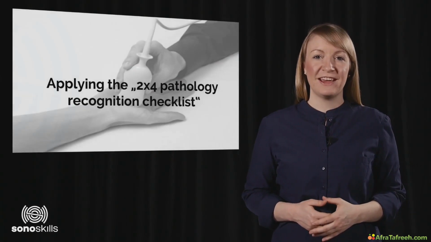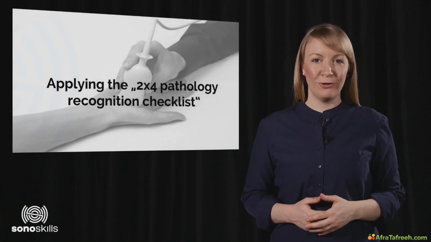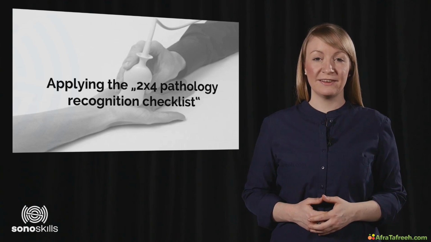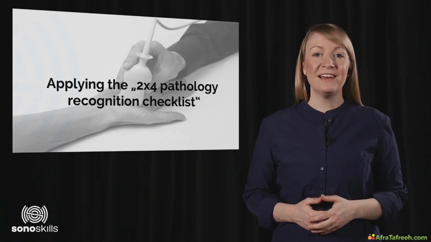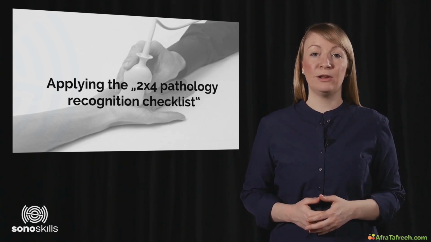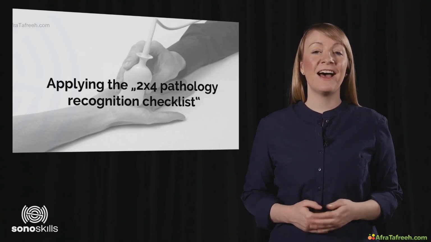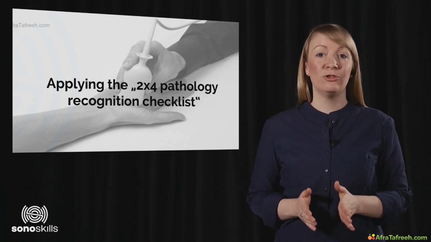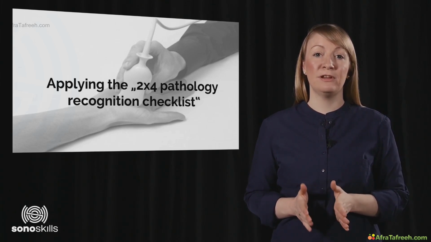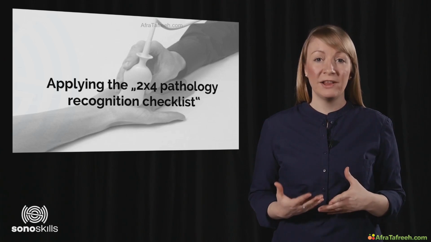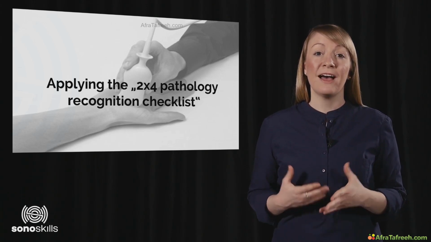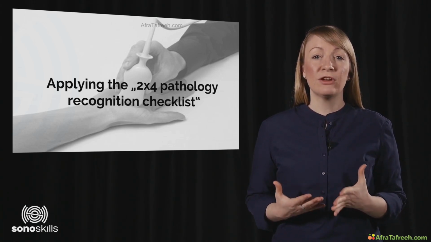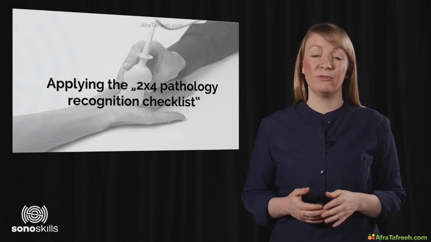The goal of this presentation is to explain the 2x4 pathology recognition checklist, which should be used in daily musculoskeletal ultrasound clinical practice to recognise and interpret pathology. Using this checklist will ensure that you read and double-check pathology in a critical and qualitative way, with, as a result, lowering the risk of false positives and false negatives.